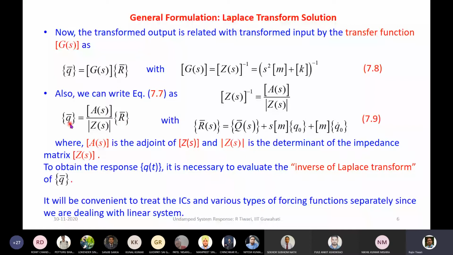Now to get the response in the time domain, again we need to inverse transform this particular Q so that we can get the response with time. Here, because the force is in a very general form, we'll consider it one by one. Initially we'll consider only the initial condition as a force. Then we'll take this as force separately.